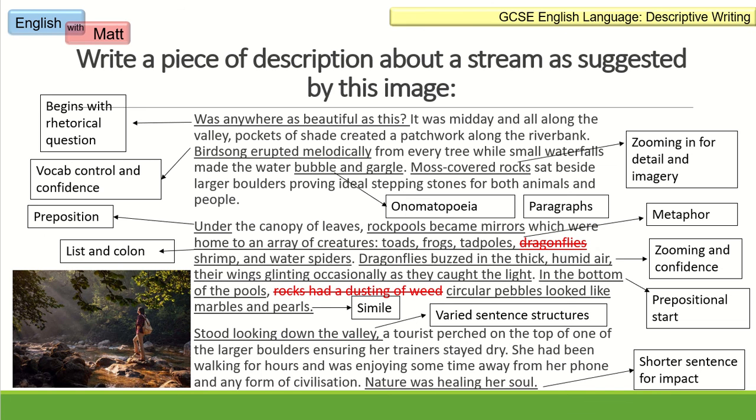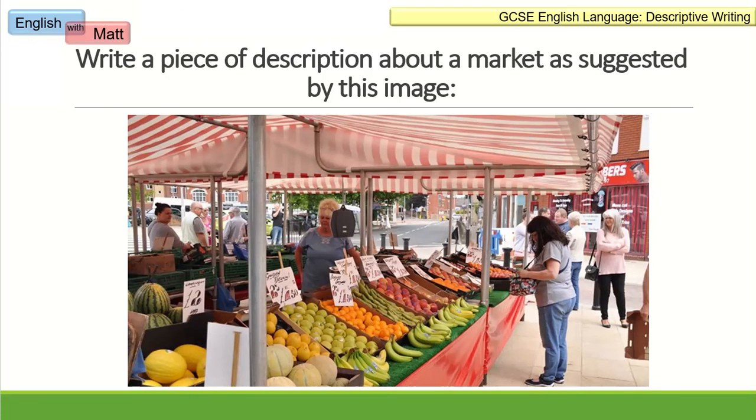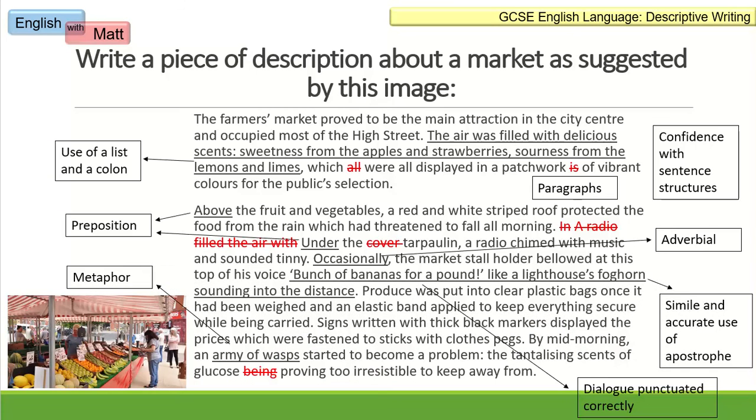And finally, the last image is similar, although not identical, to an image that came up a few years ago of a market. It was actually a kind of like a painting, I think, of a market. It wasn't a real image. Write a piece of description about a market as suggested by this image. I doubt this will come up in the exam because they've already chosen the market, but this is practice at the end of the day. And finally then, we have our beginnings of our description.